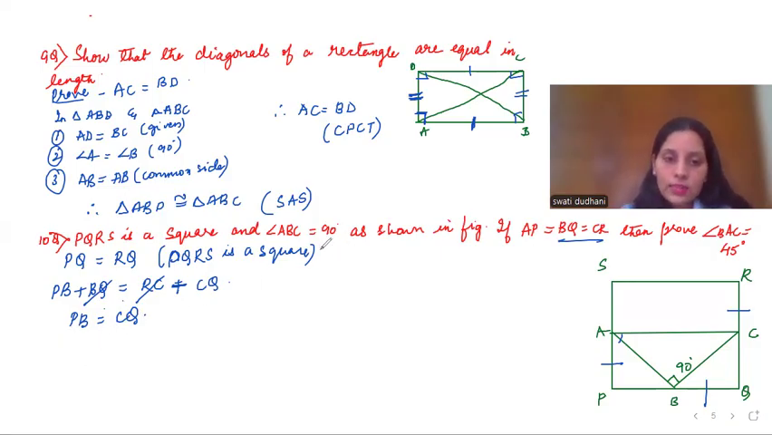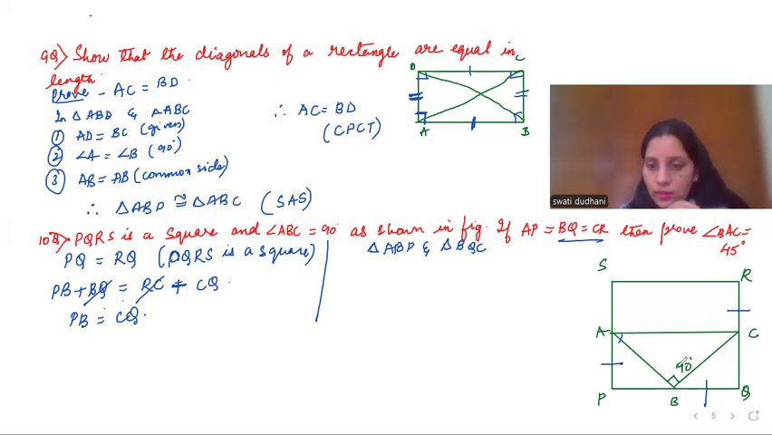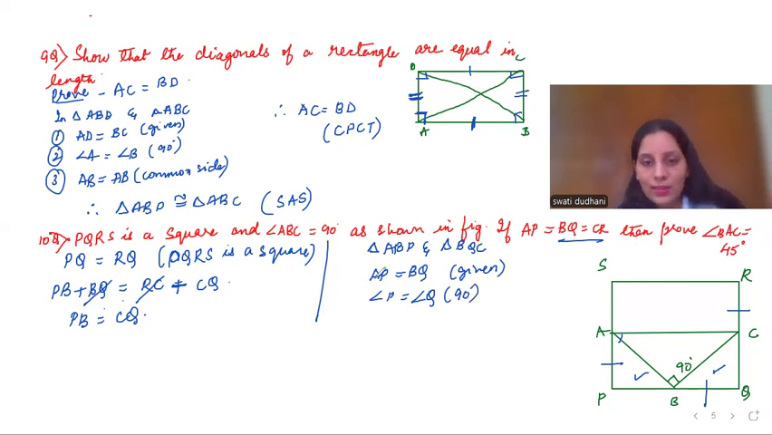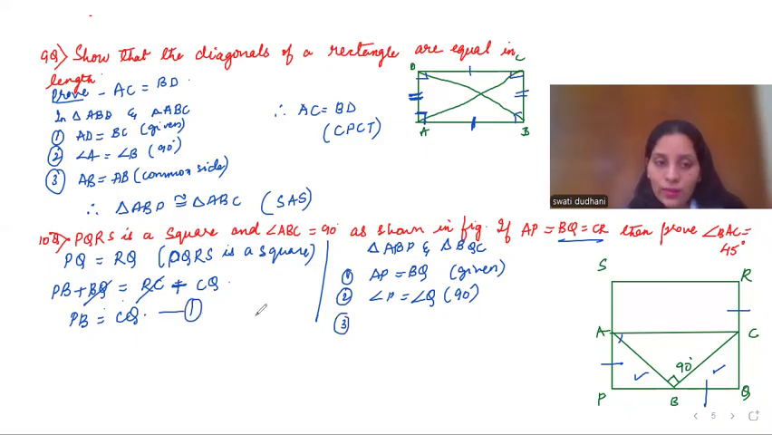Now, let us consider triangle ABP and triangle BQC. See, ABP, BQC, these two triangles. So, what all do we know? We know that AP is equal to BQ. It is given in the question. We know that angle P is equal to angle Q, since it is a square, both the angles are 90. All the angles are 90. And the third one, we have just proved that PB is equal to CQ from 1.